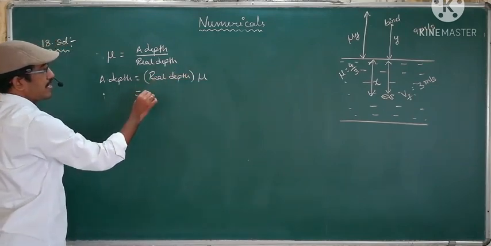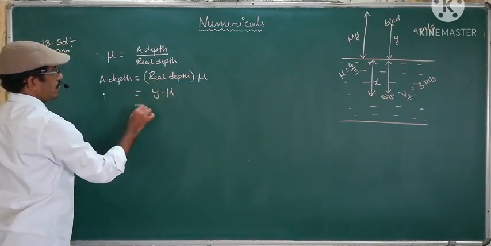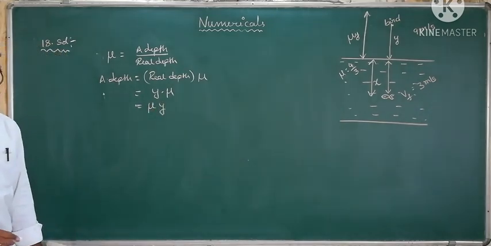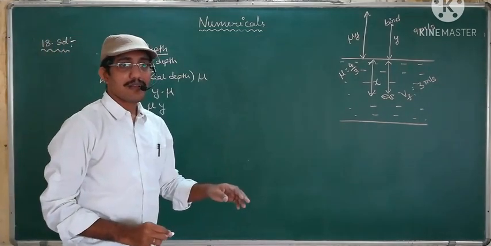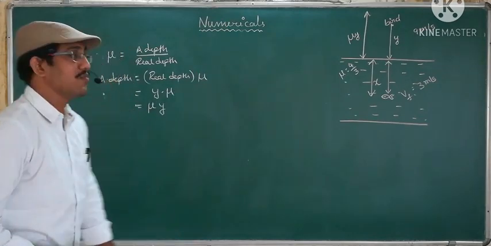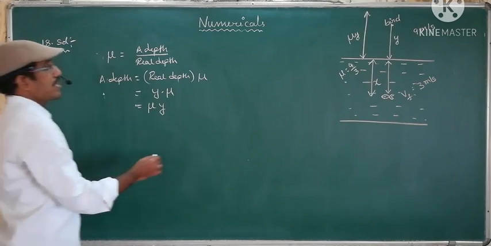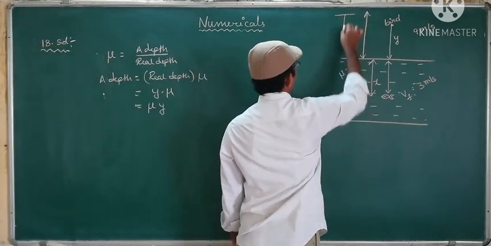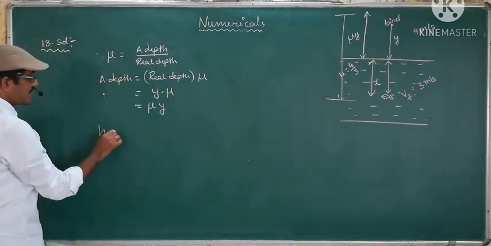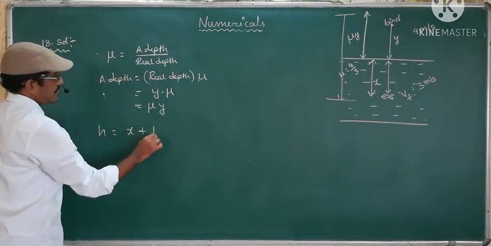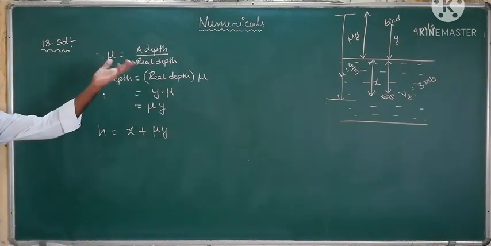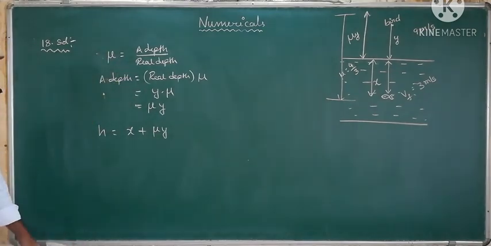What is the original height? Y into mu. This is equal to mu y, from the water surface. In terms of the fish, the bird is at a height of mu y. Now the total depth from here to here, that is h, is equal to x plus mu y. For the fish, x is the depth, and the bird appears at mu y.